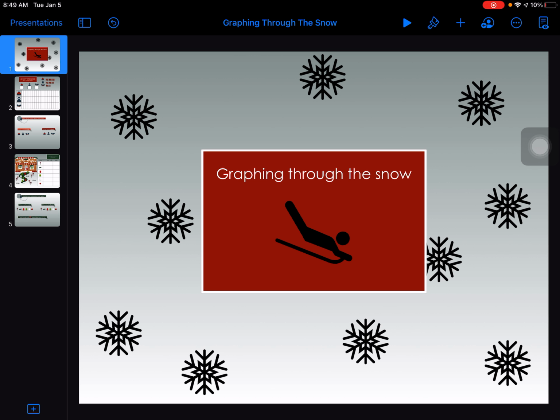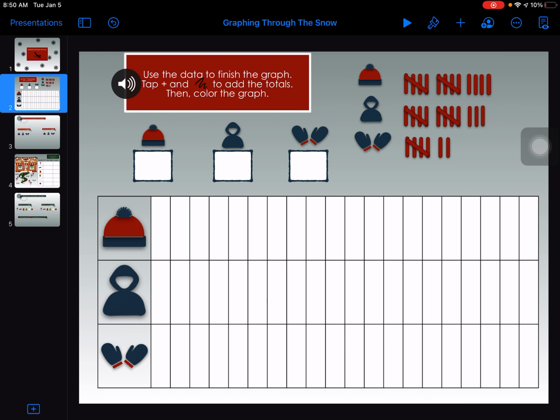The week before we went on break, we were learning about tally marks and how we can use tally marks to collect and to sort data. Today and tomorrow, we are going to be practicing using tally marks to sort data using a keynote called Graphing Through the Snow. We're going to work through this keynote to practice what you're going to be doing on your own after the lesson today.